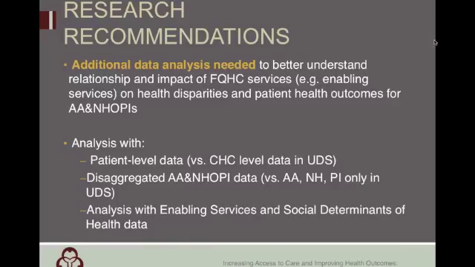So this report is really an excellent start that gives us a lot of food for thought, but also points to the need for further investigation using additional data. For example, we need further analysis with patient-level data versus health center data in the UDS that's used in this report. And patient-level data can also get at collection of disaggregated AA&NHOPI ethnicity data, since the UDS doesn't report the detailed ethnicity for AA&NHOPIs besides Asian American, Native Hawaiian, Pacific Islander, those 3 categories. It doesn't break out these groups further.